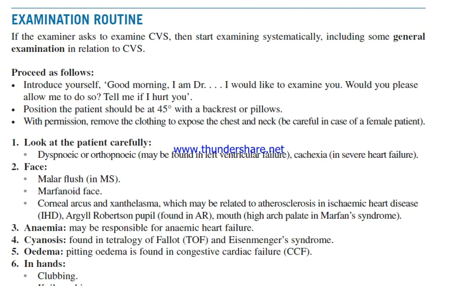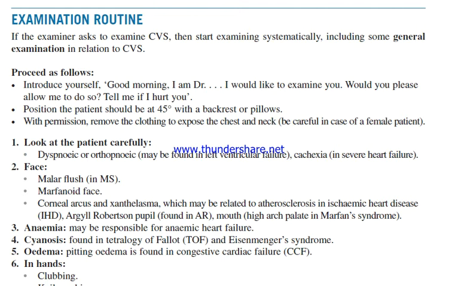Position: the patient should be at 45 degrees with a backrest or pillows. With permission, remove the clothing to expose the chest and neck. Be careful in the case of a female patient. Look at the patient carefully. Dyspnea or orthopnea may be found in left ventricular failure, cachexia in severe heart failure, malar flush in mitral stenosis, Marfanoid face, corneal arcus and xanthelasma, which may be related to atherosclerosis in ischemic heart disease.